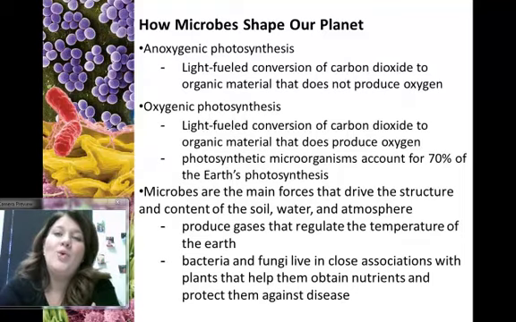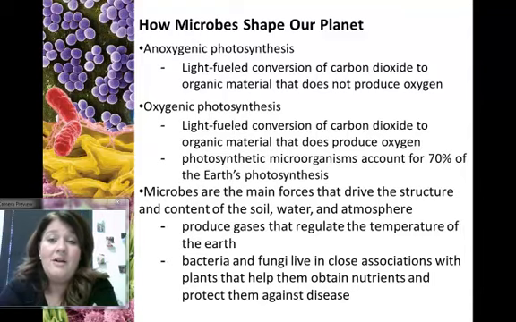Microorganisms also drive the structure of the soil and the water and the atmosphere itself. Aside from oxygen, they produce other very important environmental gases. We see lots of fungi and lots of bacteria living in very close associations with plants, being part of the nitrogen cycle, helping to recycle nutrients back into the soil, back to the earth itself. They're very, very good at helping us maintain the environment that we have.